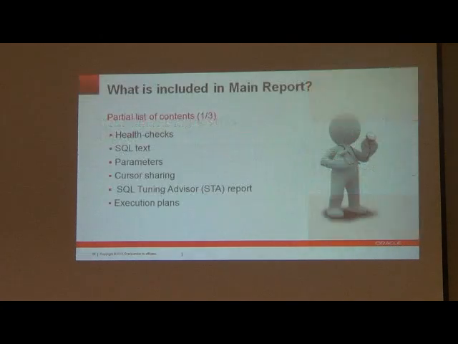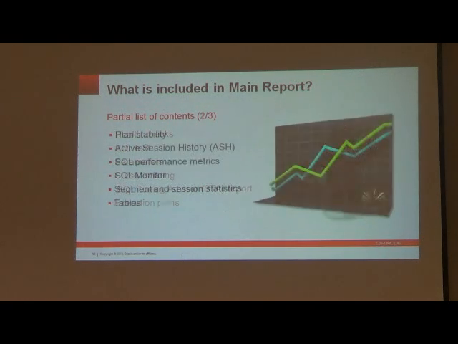Regarding the report, this report has many pieces. As I showed you, we have health checks, SQL text, init parameters, CBO parameters, cursor sharing, adaptive cursor sharing. The output of the tuning advisor is also there. Execution plans. We have plan stability. If the SQL has a stored outline, a SQL profile, or a SQL plan baseline, they're also included. We have ASH information, performance about the execution of the SQL. We have the SQL monitor report.